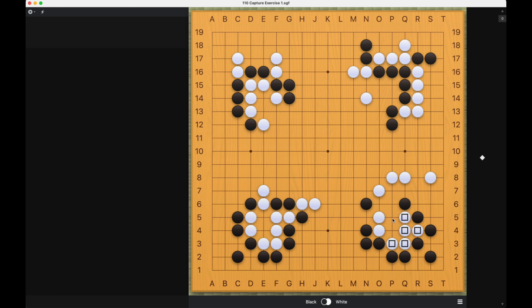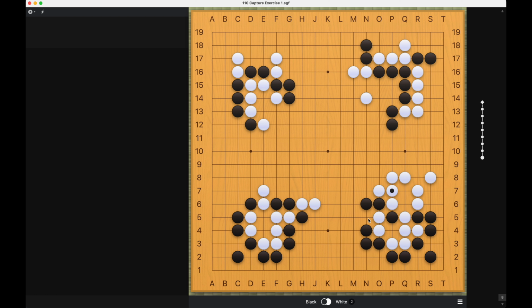This is an example where black keeps on the pressure by making Atari moves and creating a connect and die situation. What if black plays here first, cutting white off from these stones on the outside? Then white might keep up the pressure on black by making this Atari, threatening this stone, and black can only connect. And now white can play this, capturing this black stone.